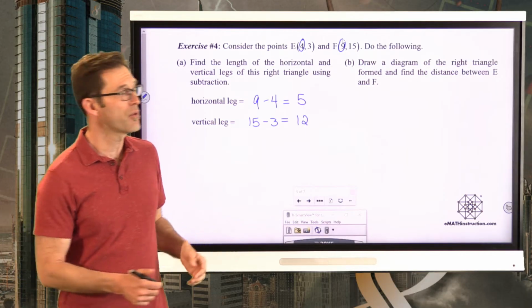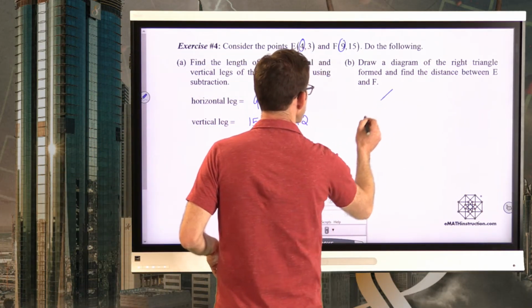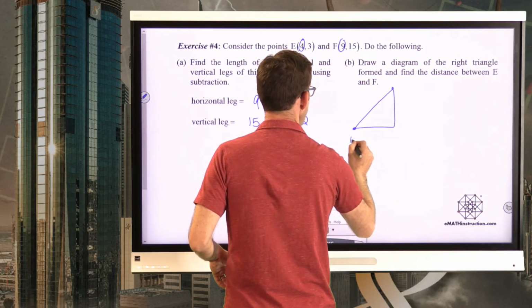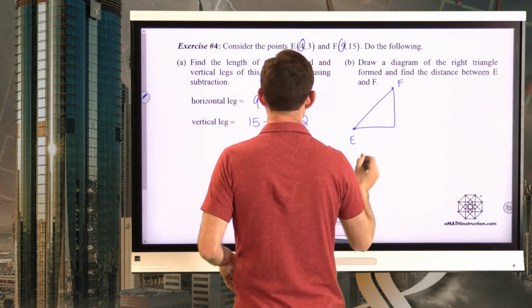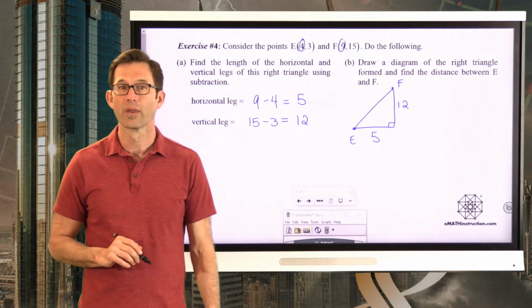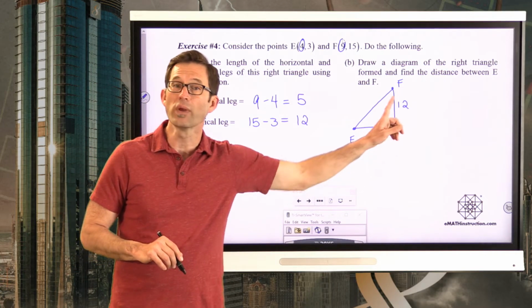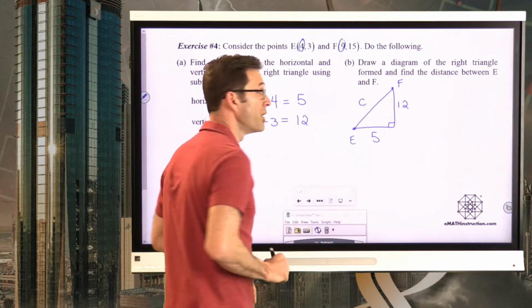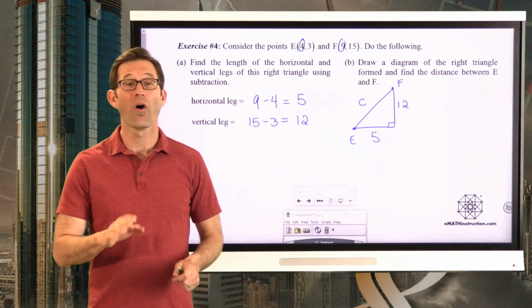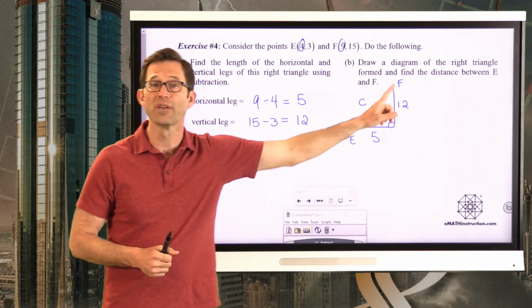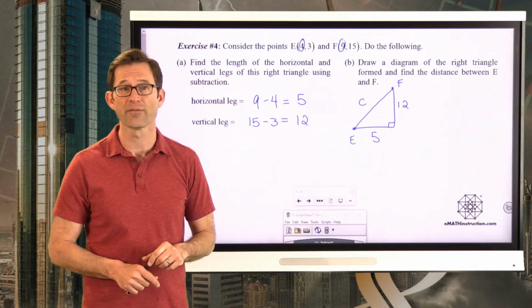All right. So in other words, it doesn't have to be perfect, but what I know is if I've got point E and point F, then that horizontal leg was 5 units long, and that vertical leg was 12 units long. I can now find the distance between E and F by using the Pythagorean Theorem, which, for the distance formula, will always be the length of the hypotenuse. Pause the video now and figure out the distance between points E and F.